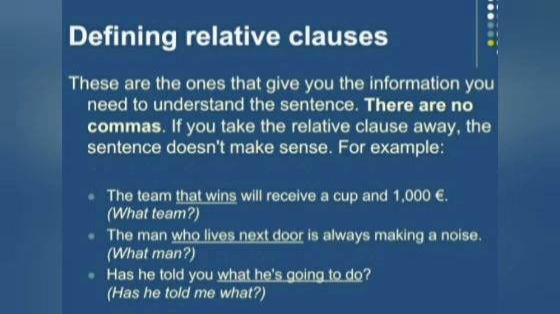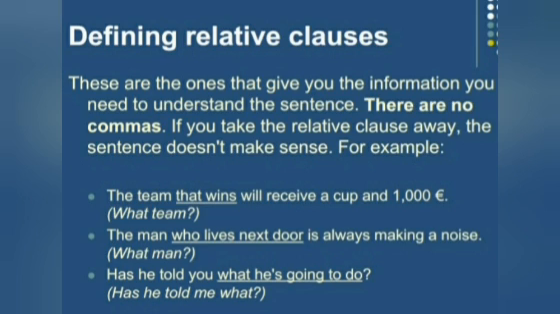Then there are no commas in your defining relative clause. And if you take away this defining relative clause from the sentence, it doesn't make sense. Take for example, the team that wins will receive a cup and 100,000 euro. So here, that wins is your defining relative clause.